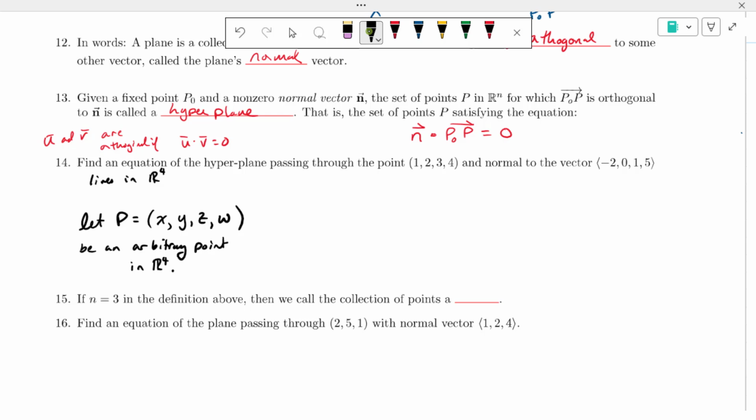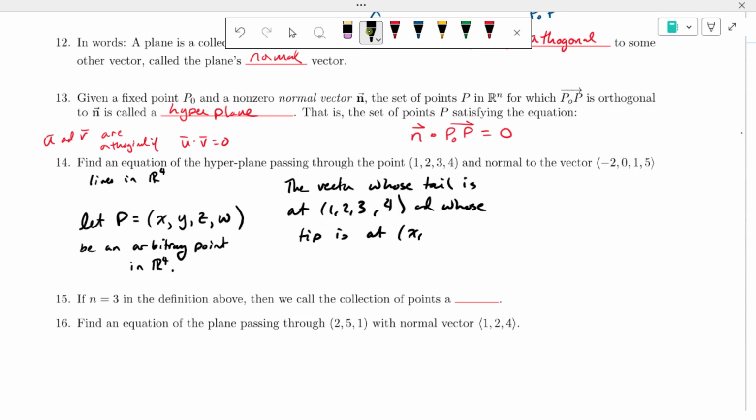So that vector, let's construct a vector that has a tail at the point 1, 2, 3, 4 and a tip at x, y, z, w. So the vector whose tail is at 1, 2, 3, 4 and whose tip is at x, y, z, w would be this vector right here, P naught P. That's what we were talking about here.